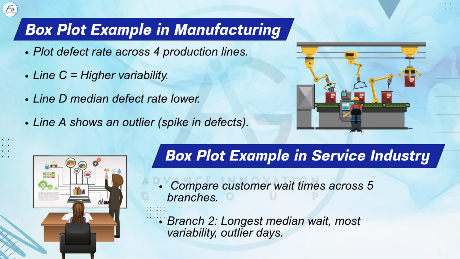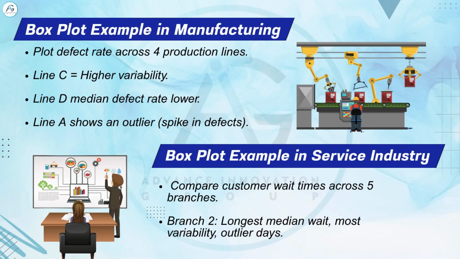Line D has a lower median defect rate, indicated by a lower line inside the box, which is a good sign of performance. Interestingly, line A shows an outlier, a spike in defects on a particular day or batch. That dot beyond the whisker flags an exceptional case we might want to investigate further.